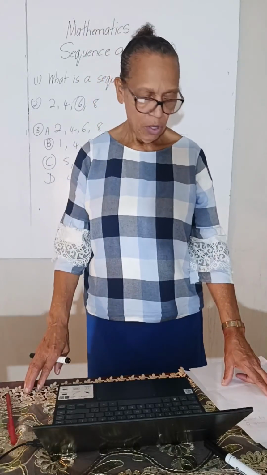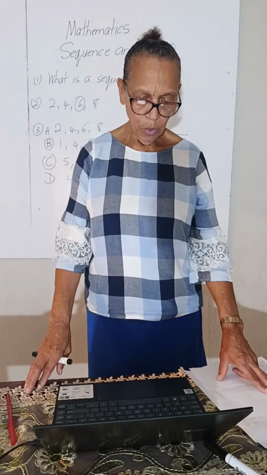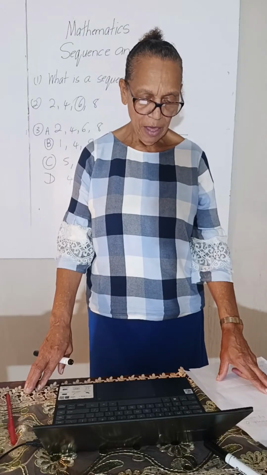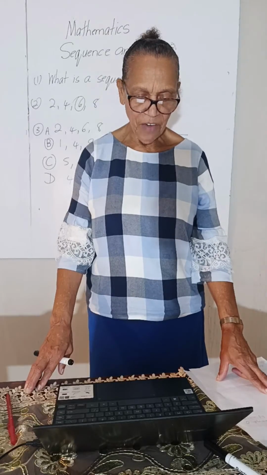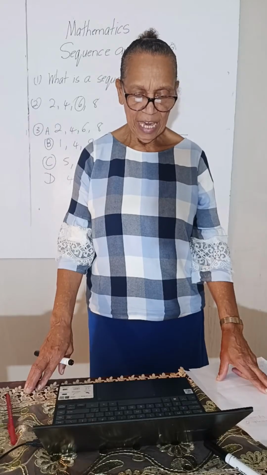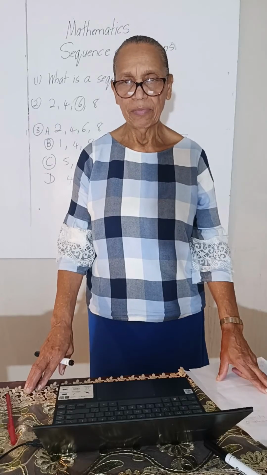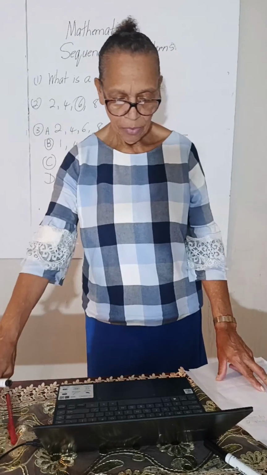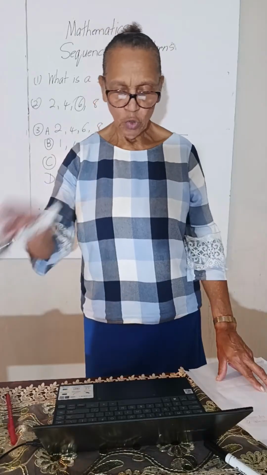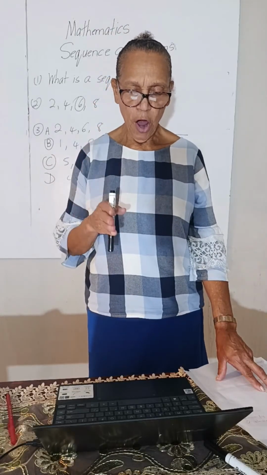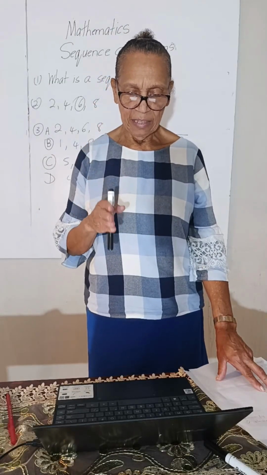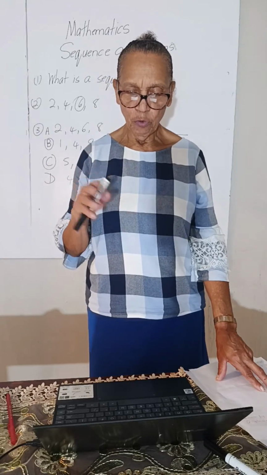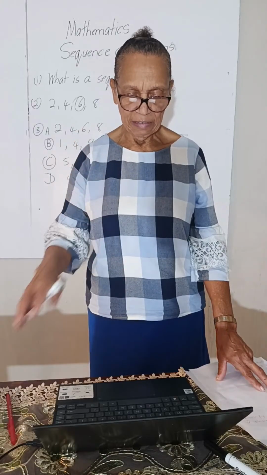Number 6. Which sequence shows a zigzag pattern? And that would be 5, 10, 8, 13, 11. That's a zigzag pattern. Number 7. What is the rule for this? 2, 4, 8, 16. And they are multiplying by 2 each time. 2 times 2 gives you 4. 2 fours give you 8. 2 eights give you 16.